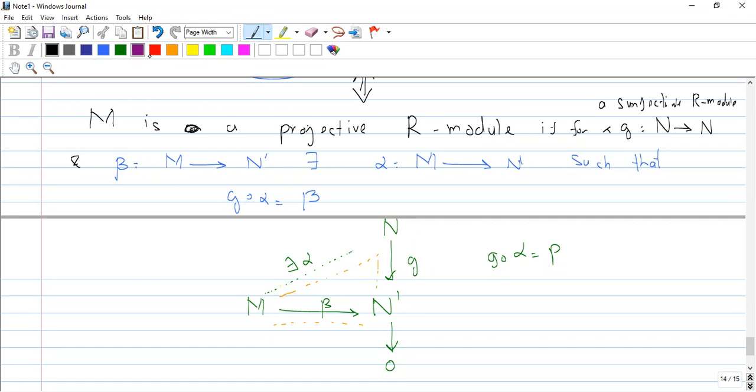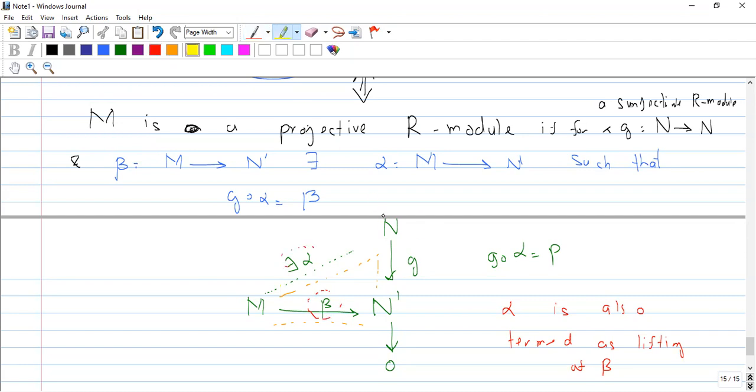So in other words, we can also say that we can always lift this map. Lifting means that if beta is a map from M to N dash, we can always bring it to the upper left side and define a map from M to N. So this alpha is also termed a lifting of beta. That is, this map beta, we can lift it to alpha.